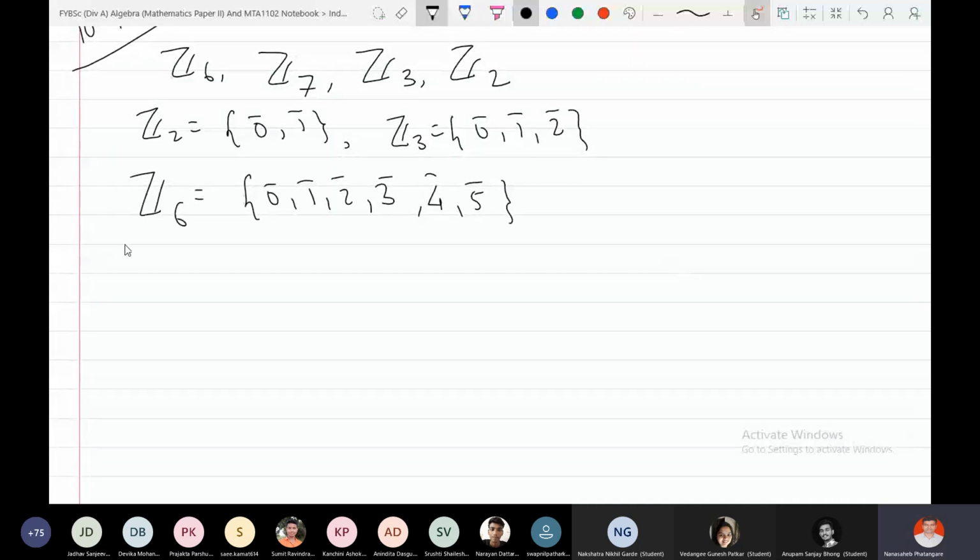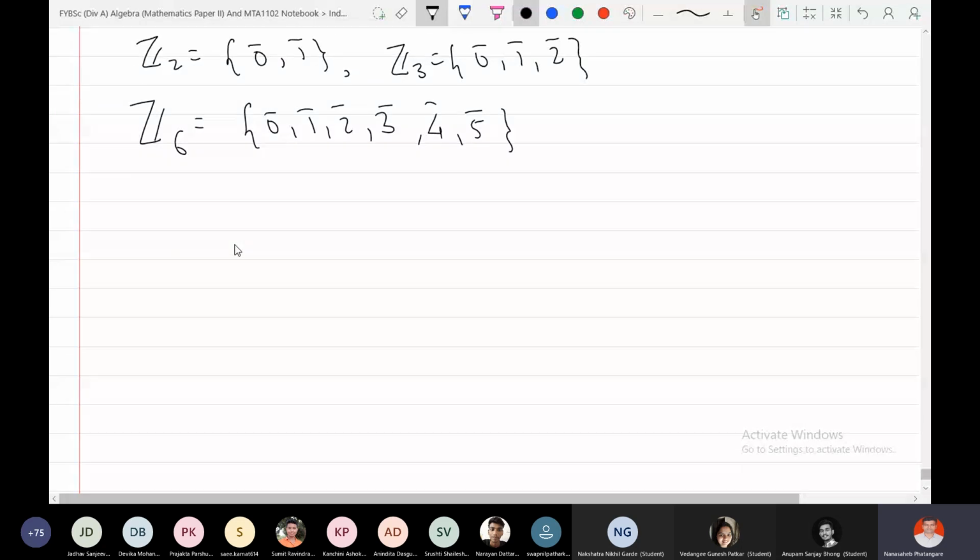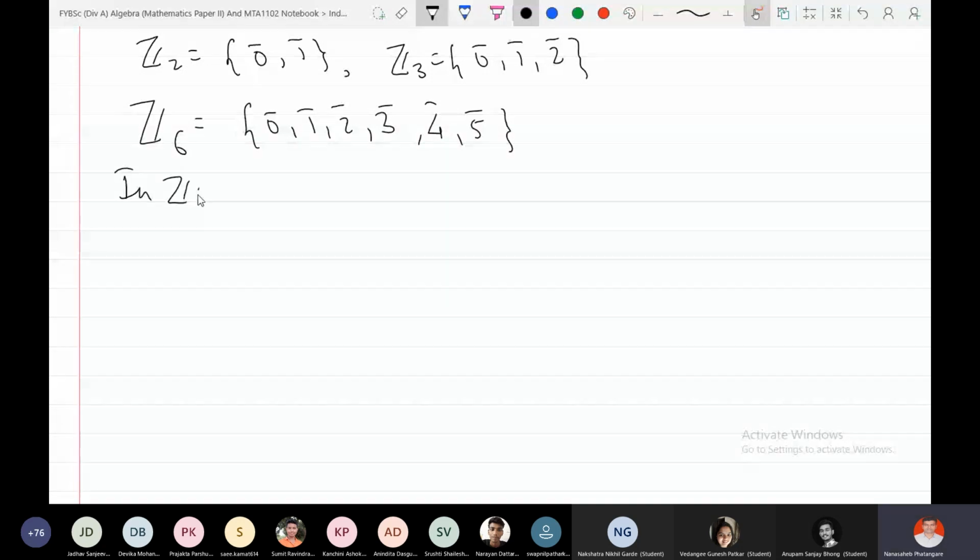what is the difference from our usual algebra? Because if you observe here in Z6, 3 bar plus 3 bar, what is 3 bar plus 3 bar? It is 0 bar. And this is an unusual thing, right? Unusual means what? An element added to itself gives the identity. This is not happening in general, right?